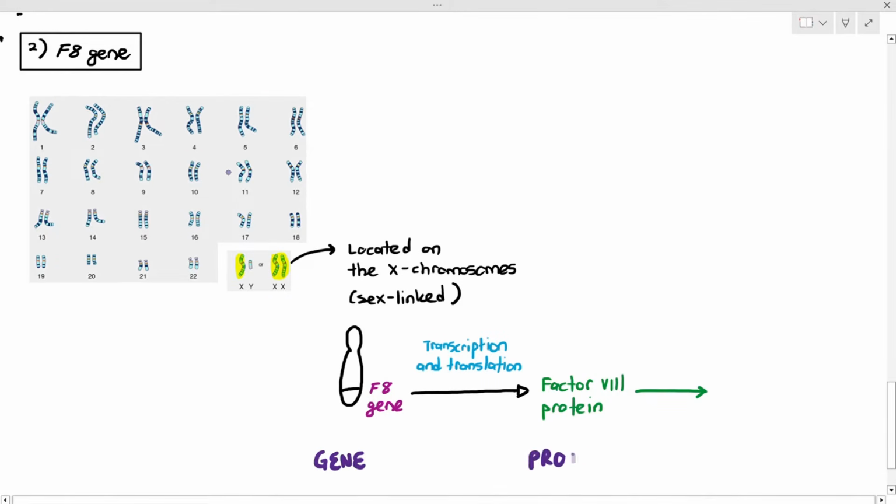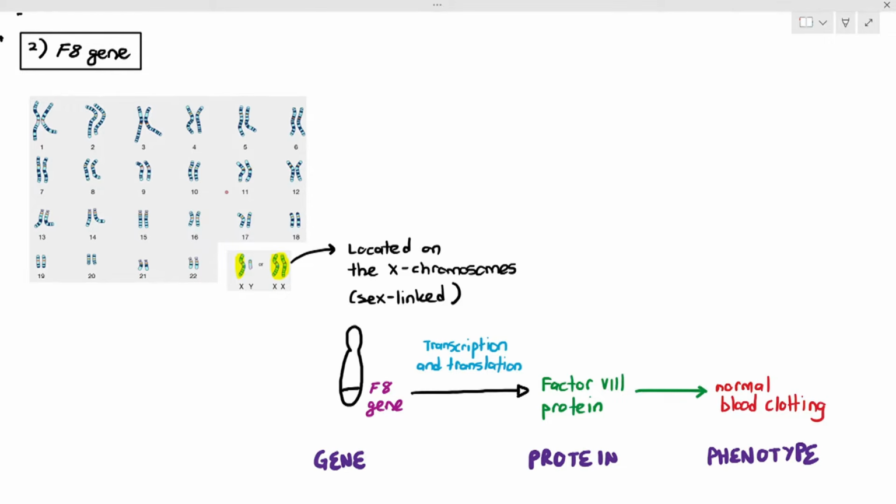Now, you don't need to go into the detail of this, but you just have to know that with the help of the factor 8 protein, the person's phenotype is they will have normal blood clotting. Blood clotting just means when you have an injury, when you're bleeding, the bleeding must stop as soon as possible to reduce blood loss. So that's called blood clotting.